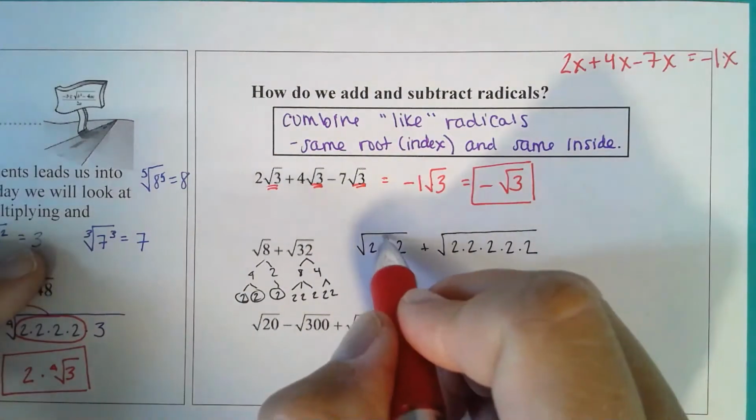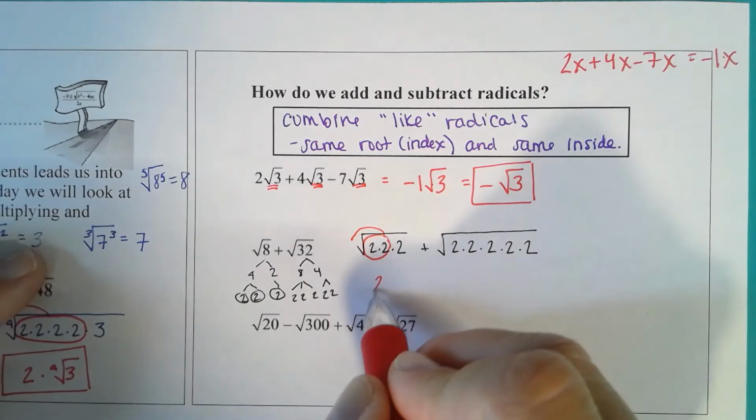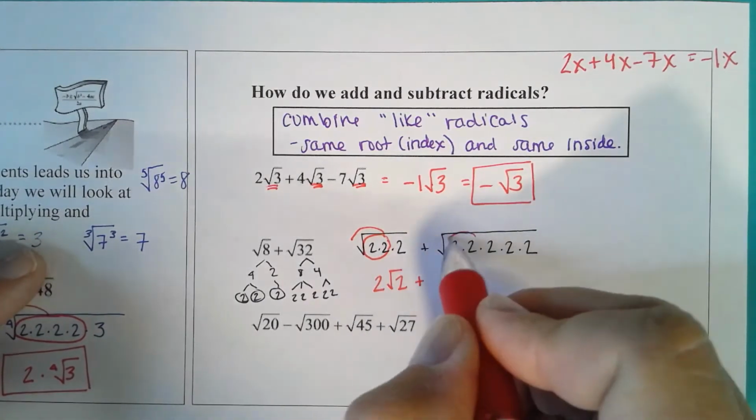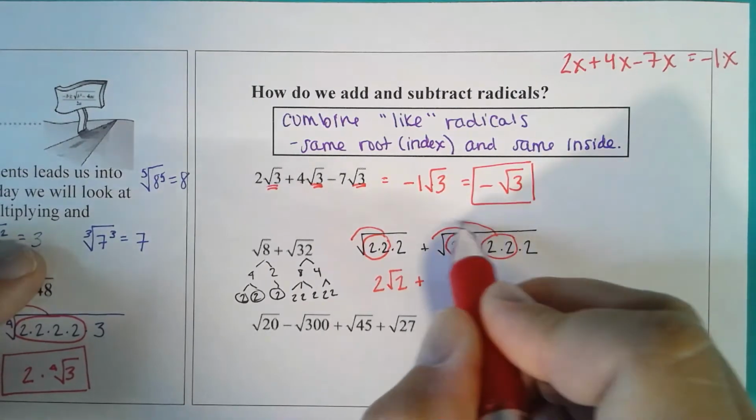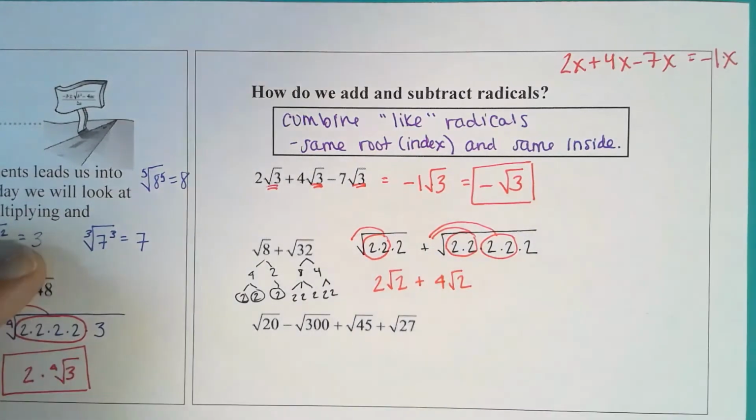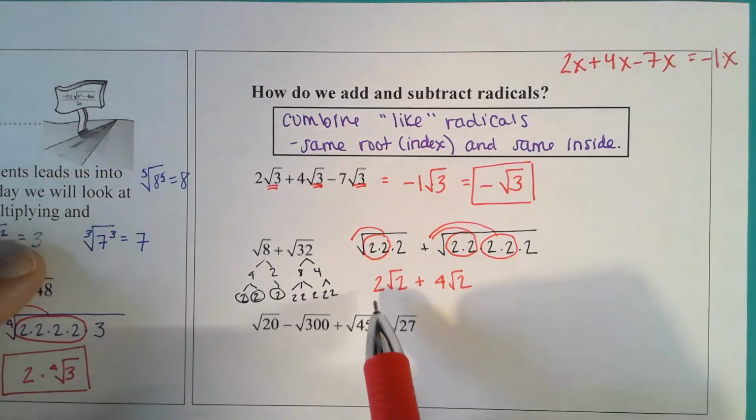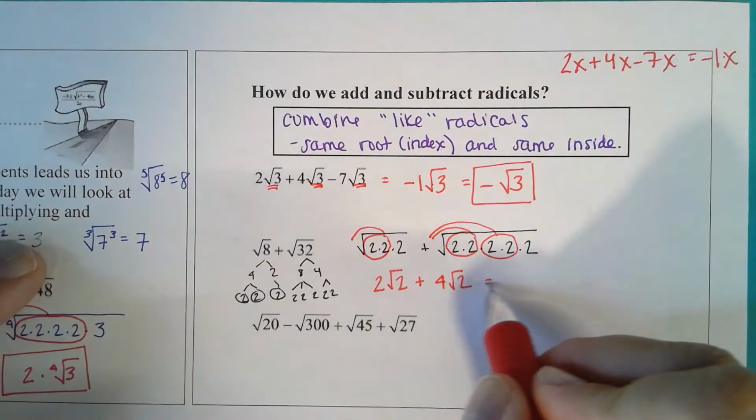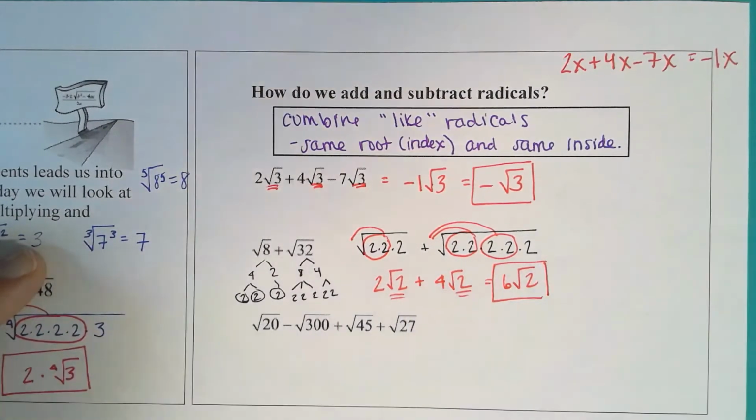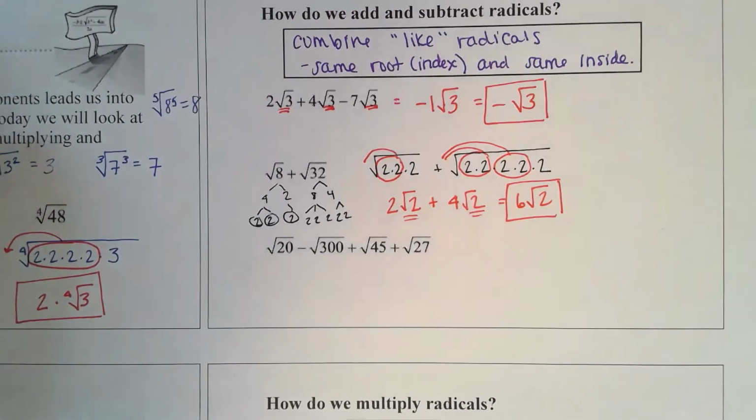Remember, for square roots we want pairs. So this first piece is 2, and then I still have a radical 2. We have a pair here. We have a pair here, so 2 times 2 is 4, and we still have that radical 2 on the inside. So I have 2 radical 2 plus 4 radical 2. I can add those together because now those radicals do match, and I'm left with a total of 6 radical 2. Good.